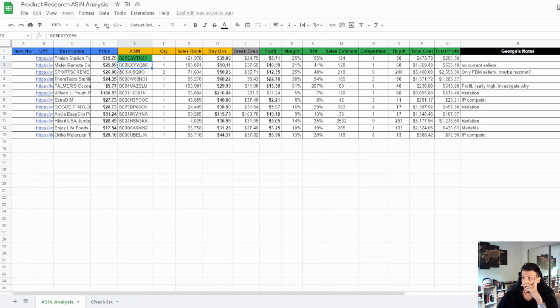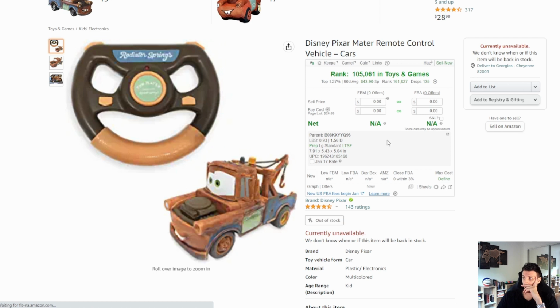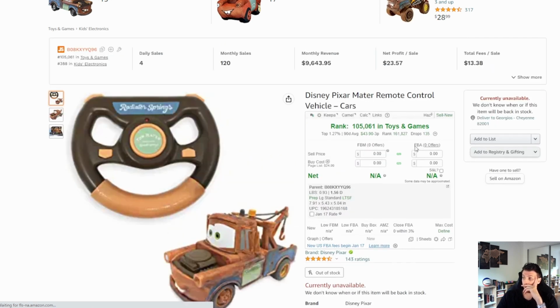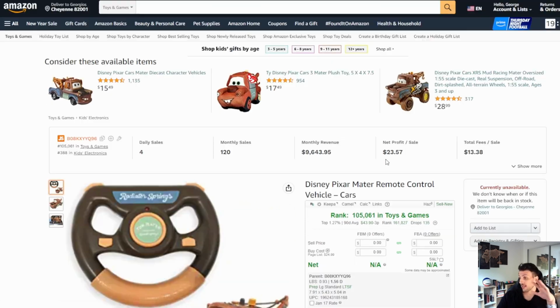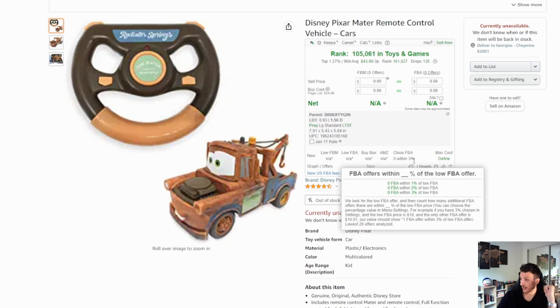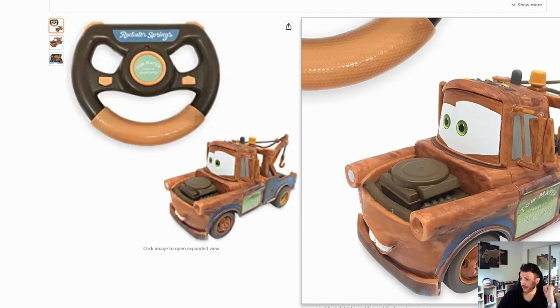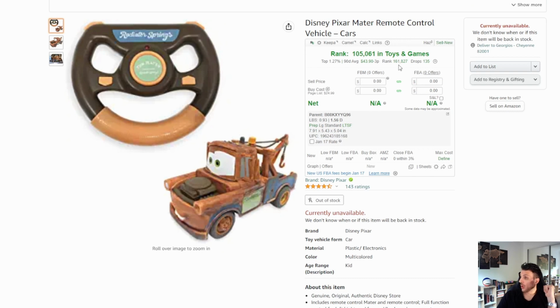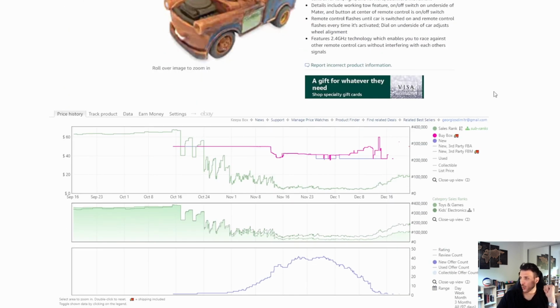So for this product, our price is $25.99 and our break even is $37.65. So okay, what's going on here? There are zero FBA sellers and zero FBM sellers. So there's no one selling it. It's completely out of stock at the moment. Okay, so we're going to have a better look at this product. It's unavailable, so because it's unavailable, the BSR shot up. And that's understandable.